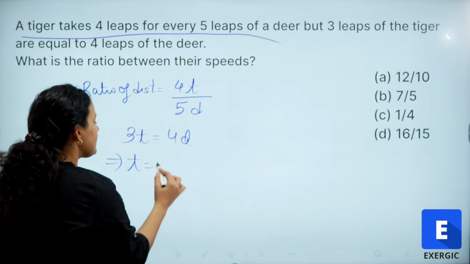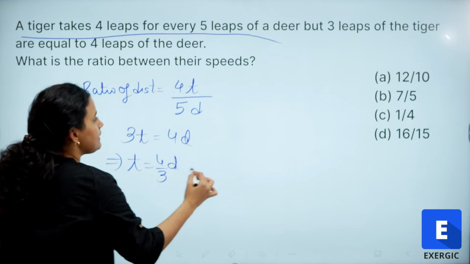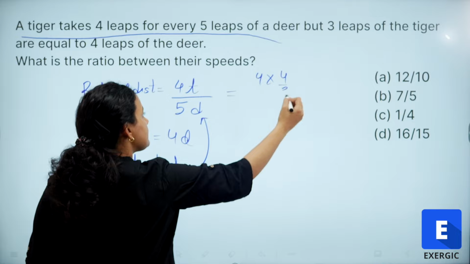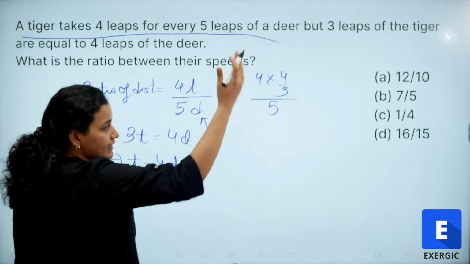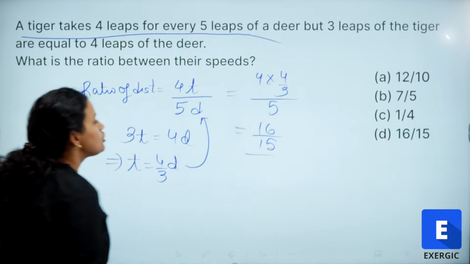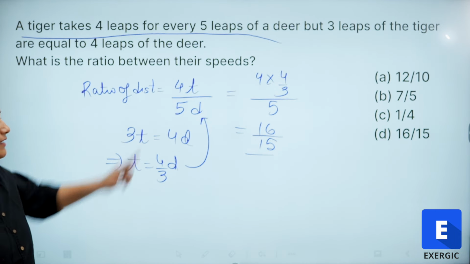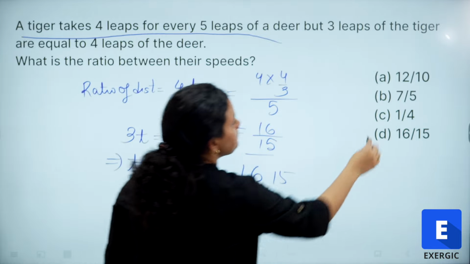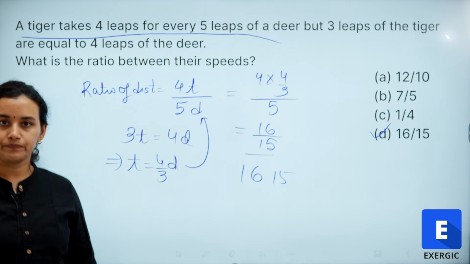So I can write t as 4 by 3 d and then I can substitute it here. So it will be 4 into 4 by 3, divided by 5. The d gets cancelled, right? So it is simply 16 upon 15. So the required ratio of the speeds is going to be 16:15. Option number D. Is it clear?